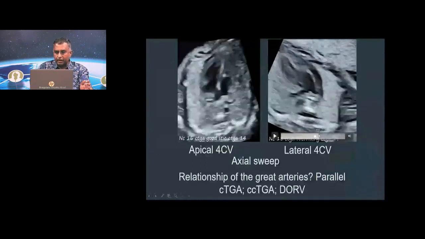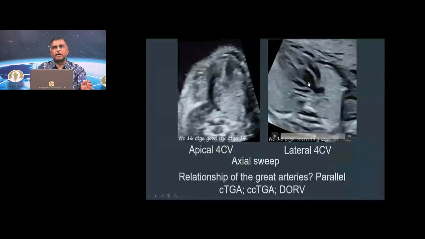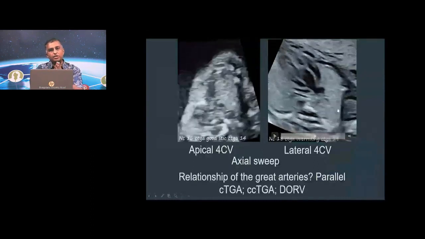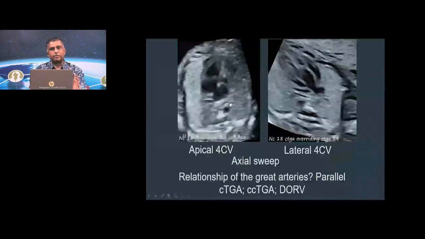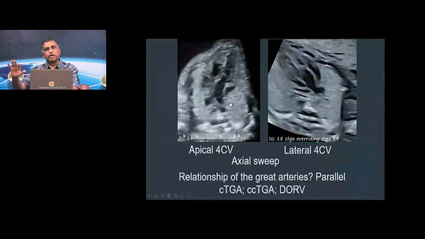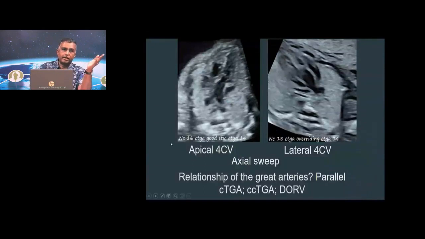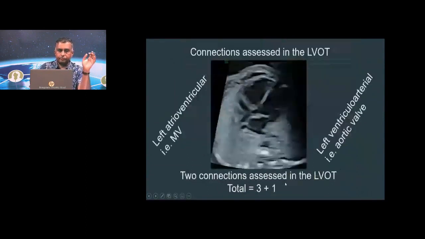I'm going to bookmark here. That is the bookmark, and you will see that the arteries are parallel. So once you begin to recognize parallelism of arteries, you will go on to the realm of parallel great arteries, which you see in three conditions: complete TGA, congenitally corrected TGA, and also in double outlet right ventricle. So that is the aspect about the LVOT. Those are the aspects that we have to see about the LVOT.